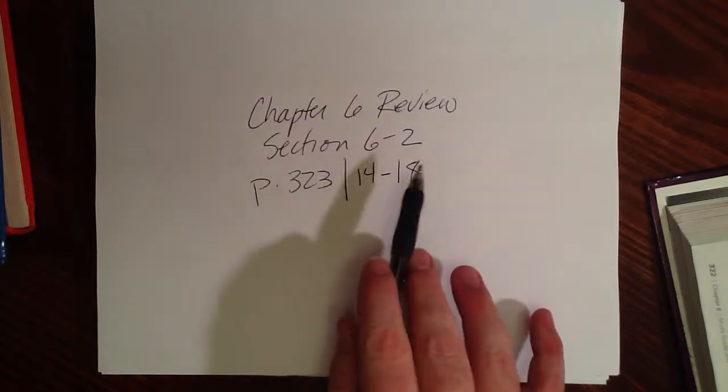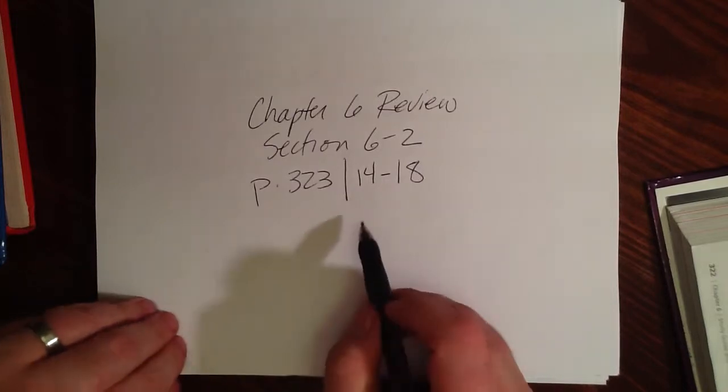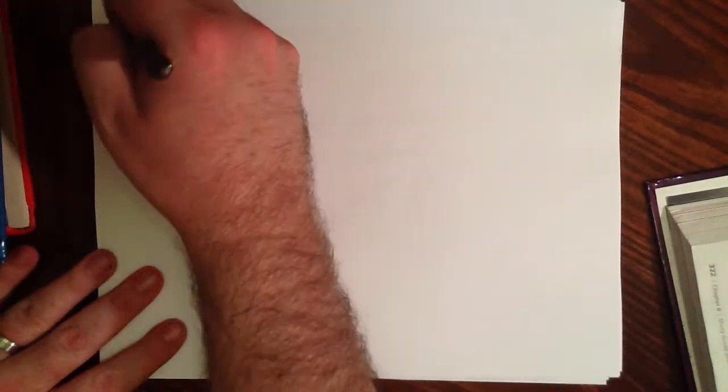This is Chapter 6 Review, Section 6.2, on page 323 of your textbook. I'm doing questions 14 through 18. Number 14. The directions say, express each rate as a unit rate, round to the nearest tenth if necessary.